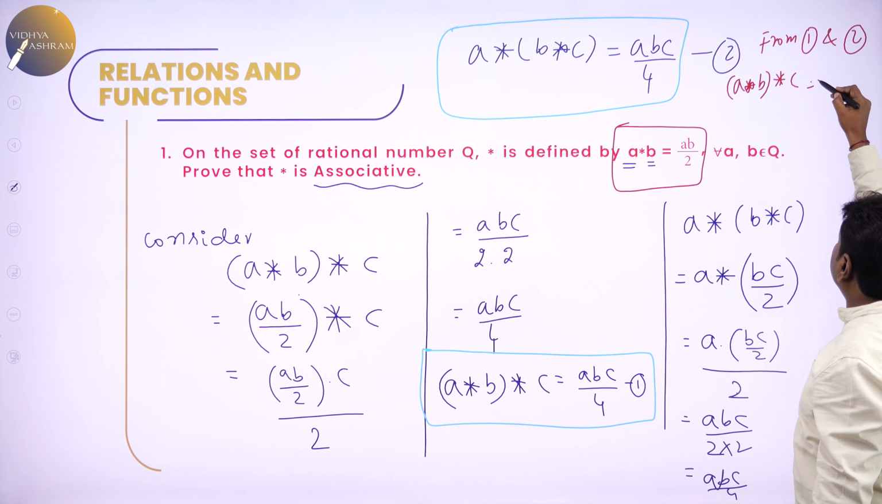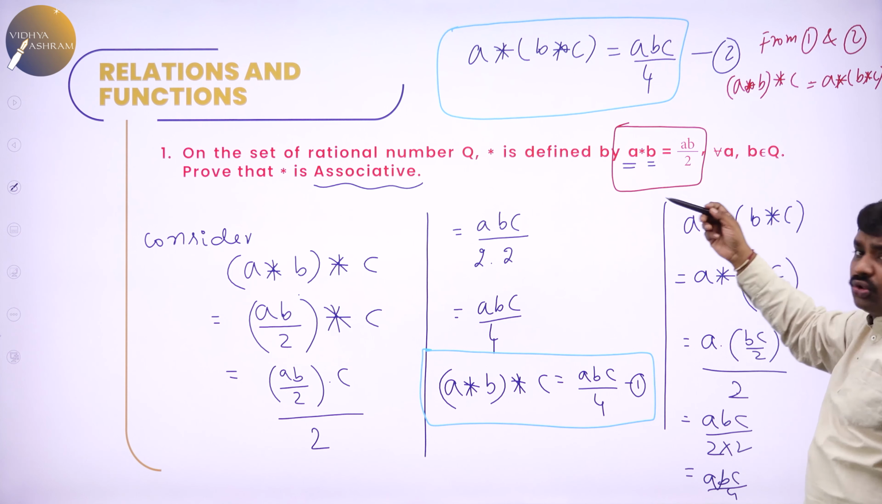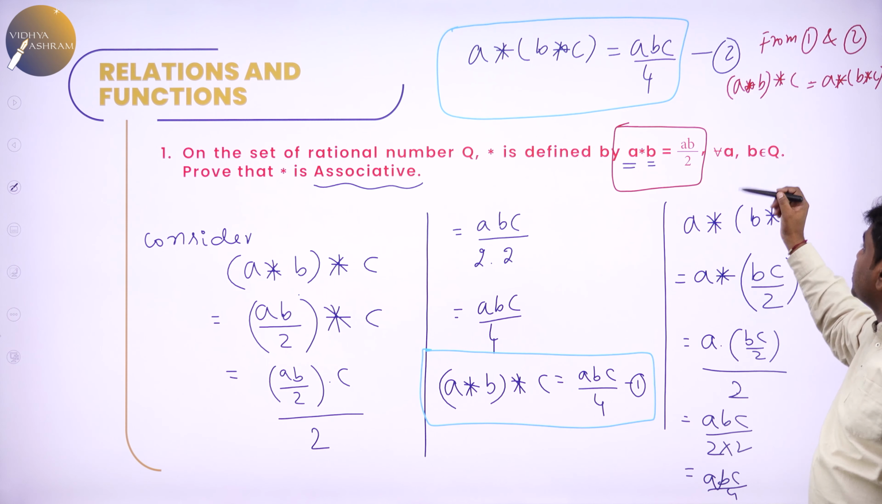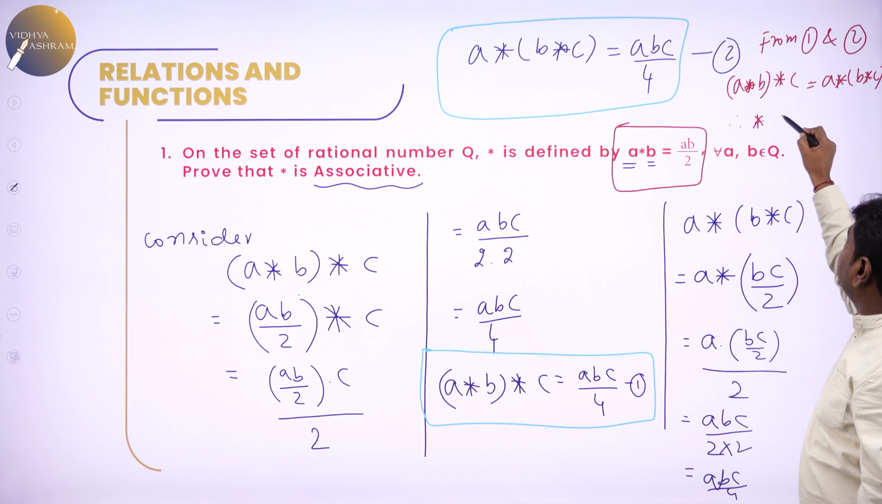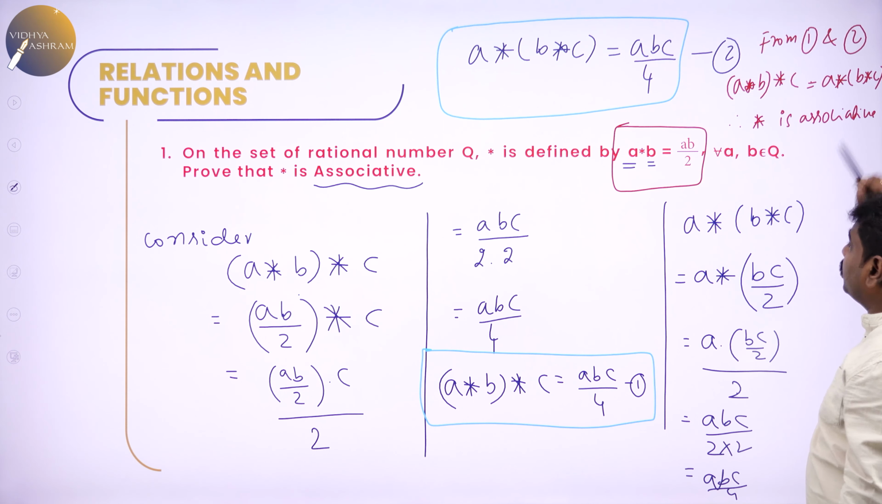Do you agree or not? So from 1 and 2 I got a conclusion that A star (B star C) value is same as (A star B) star C. Therefore star is associative. Star is what? Associative. Any doubts?